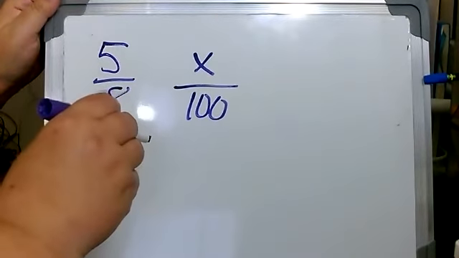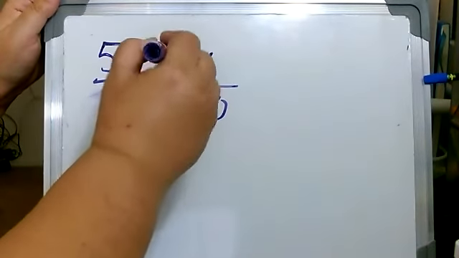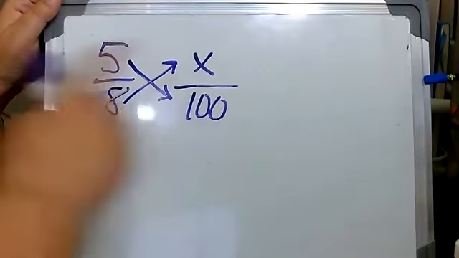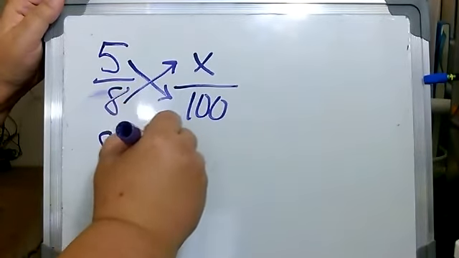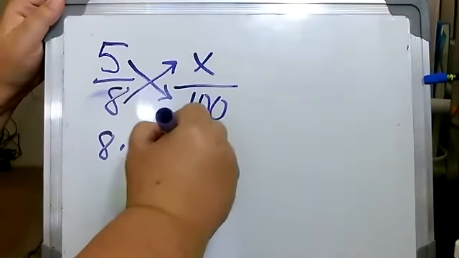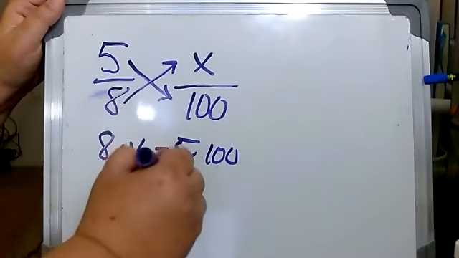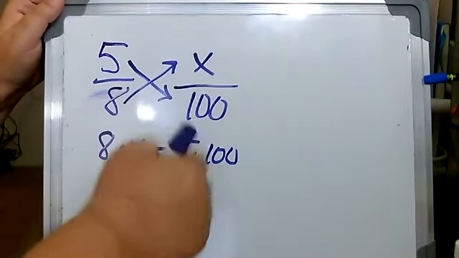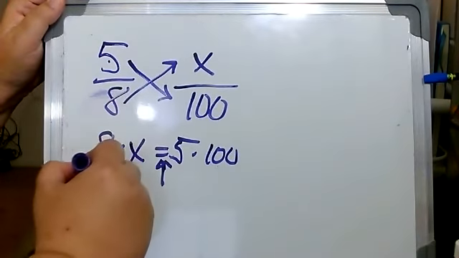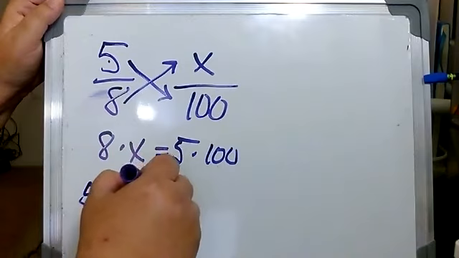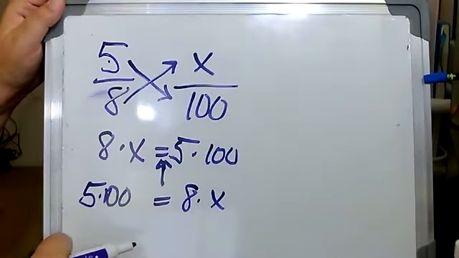So we're going to do what's called cross solving. So we're going to multiply over here and multiply over here. And that's going to give us, on one side, 8 times x, and on the other side, it's going to give us 5 times 100. Now, does it matter what side of the equal sign it goes on? No, because this equal sign means that this is going to equal this no matter what side they go on. So you could have written it 5 times 100, and 8 times x on the other side, and it's exactly the same because they're equal.